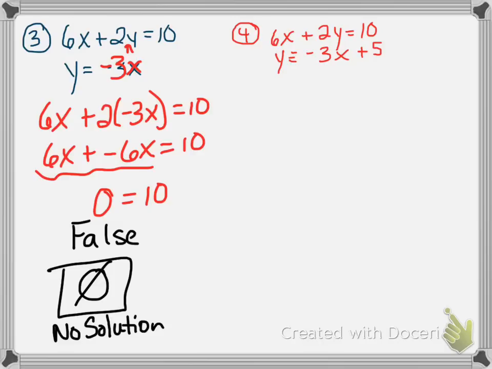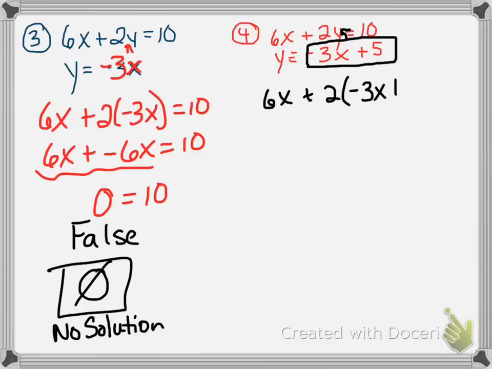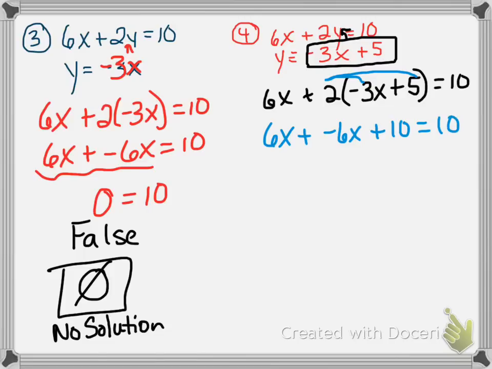Alright, and the next example, I'm going to take that negative 3x plus 5, and since it's solved for y, we're going to substitute it in for the y. So all we do is replace the y with negative 3x plus 5. This time for this particular problem, we're going to go ahead and distribute the 2. We end up with 6x plus negative 6x plus 10 equals 10.